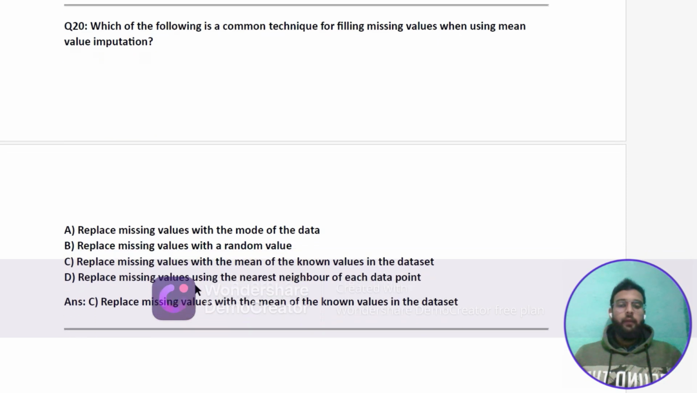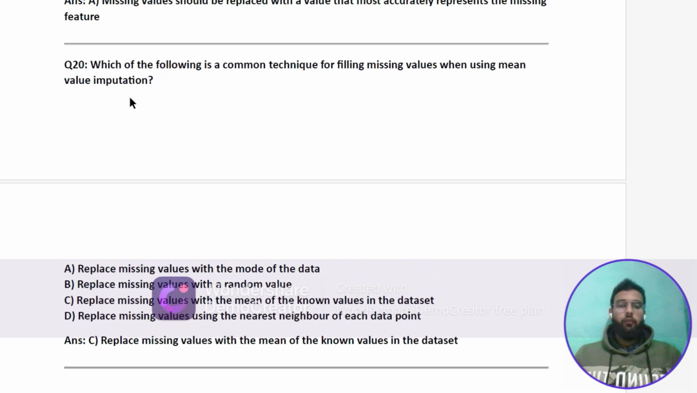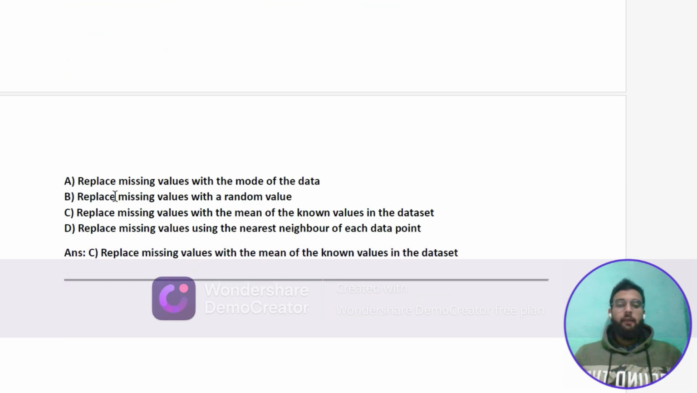The 20th and the last question is, which of the following is a common technique for filling missing values when using mean value imputation? Option A is replacing missing values with the mode of the data, B, replacing missing values with a random value, C, replacing missing values with the mean of the known values in the dataset. Option D, replace missing values using the nearest neighbor of each data point.